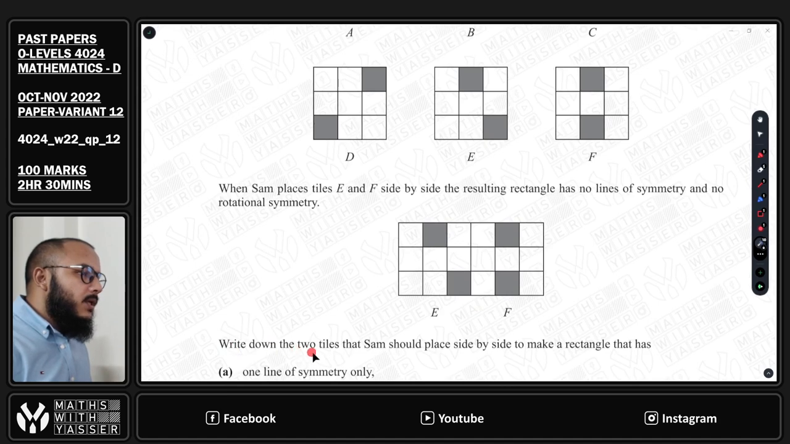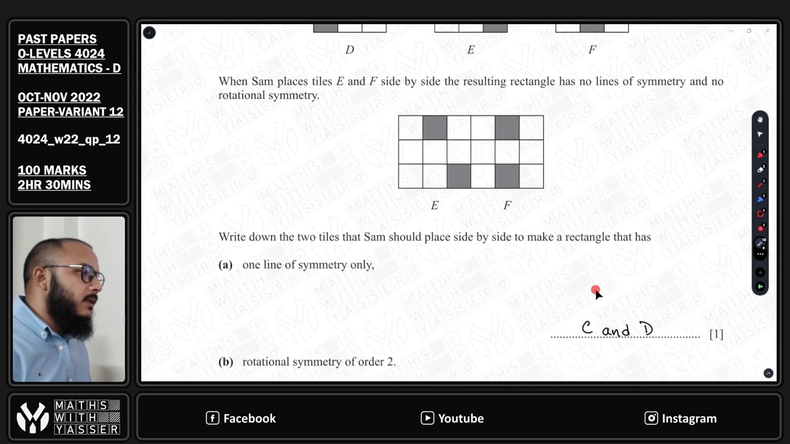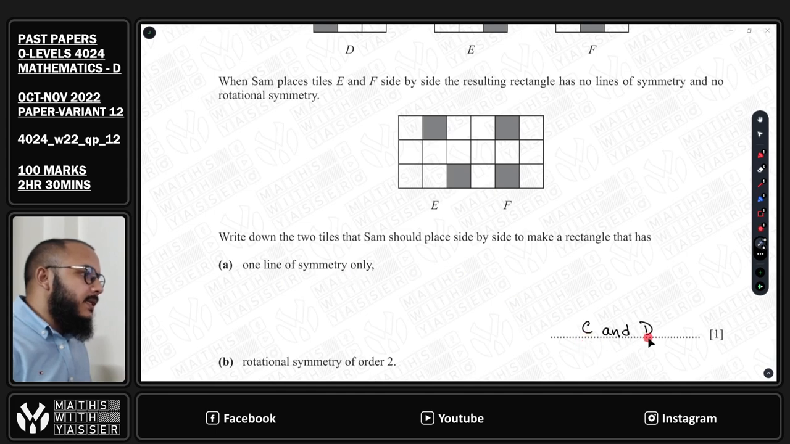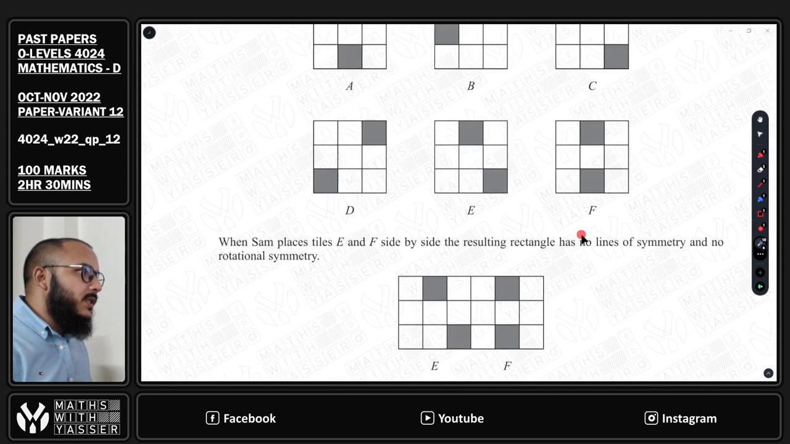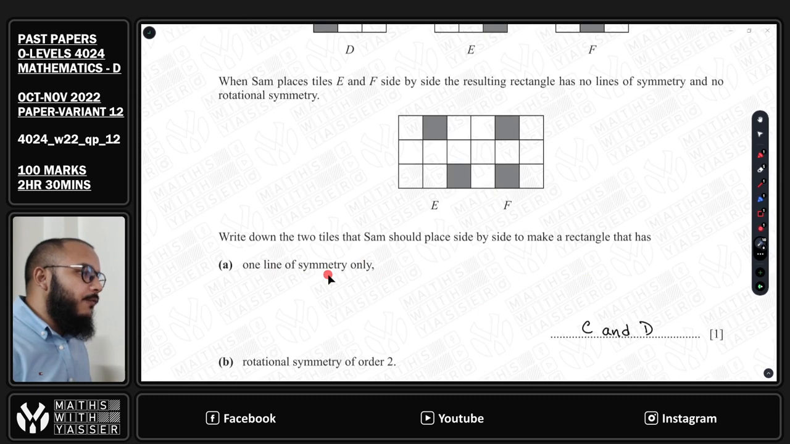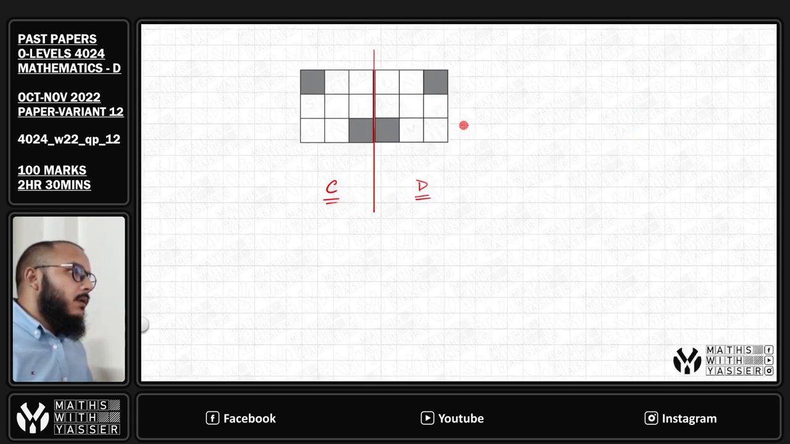They're asking, write down the two tiles that Sam should place side by side to make a rectangle that has one line of symmetry only. So the answer should be C and D. Now let's look into the options again. That will help us to get one line of symmetry if we put two tiles next to each other. So the appropriate tiles should be C and D. Let me show you how. If we place tile C and tile D next to each other, you can see that the line of symmetry can be drawn between them. Hence, the appropriate answer will be C and D.